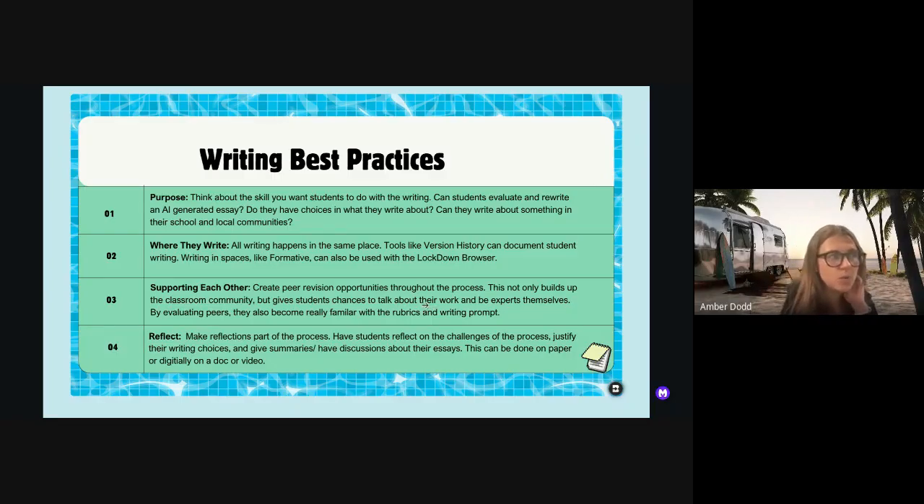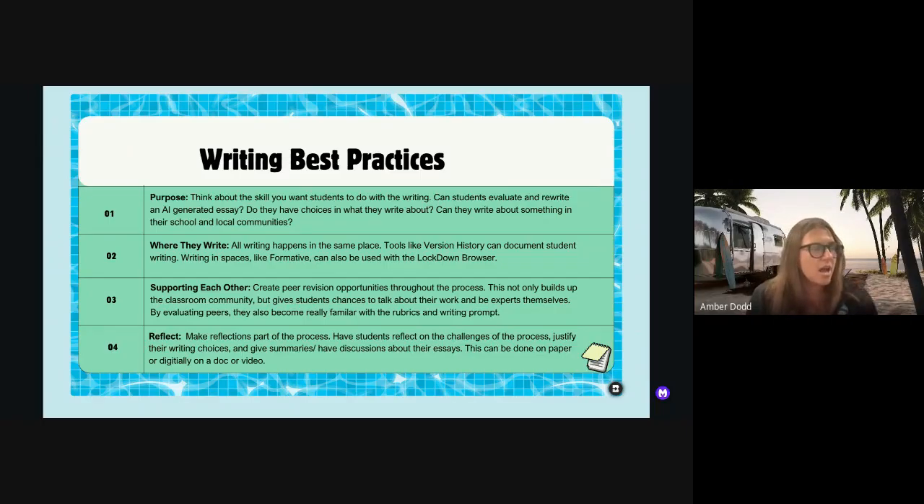Where do they write? Make sure that wherever you're writing, it happens in the same place. If it's pen and paper, have it there. If it's on Formative, have it be in Formative. If it's on a Google Doc, have it be on a Google Doc. Don't have them start in one place and go to another, like starting in one Google Doc and copying and pasting into another. The reason is that we can see the version history. There were things like Revision History, an extension that used to be free but is now paid, but we can at least look at the version history and track it.